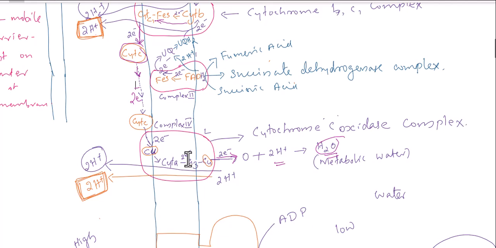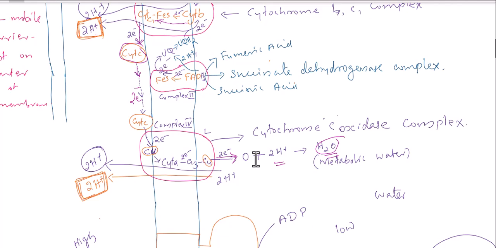The two electrons are then ultimately given to oxygen. Two electrons combine with the oxygen, and along with them two hydrogen ions are attached to it. That leads to the formation of a water molecule. So here the role of oxygen can be seen.